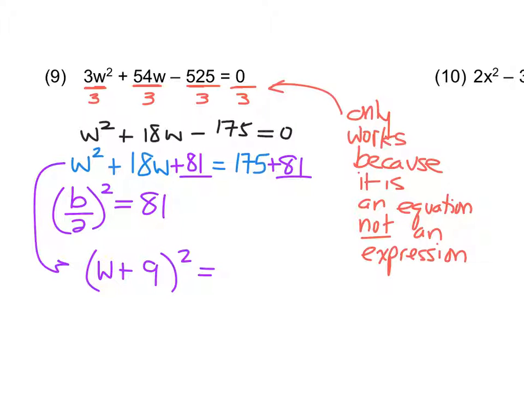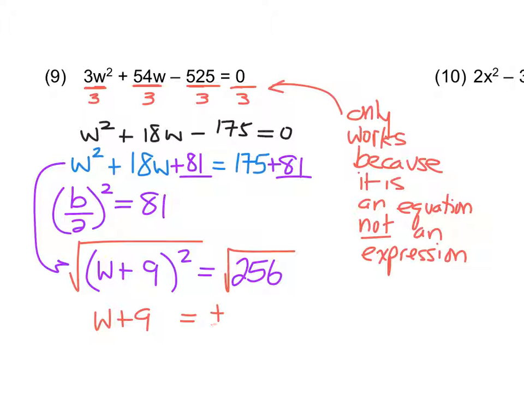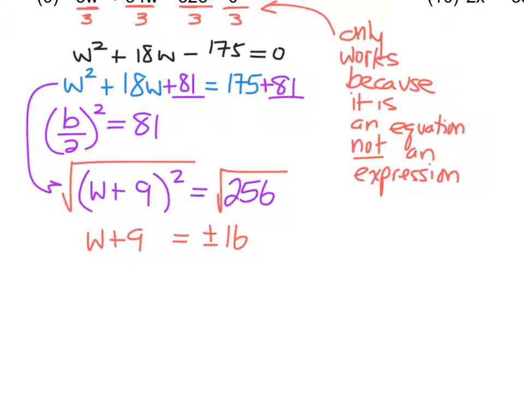All right. What's 175 plus 81? 256. Root both sides, which is 16 or negative 16. Plain old plus or minus 16. Yeah, plus or minus. So then I'll subtract off the 9, and we'll get W equals negative 9 plus or minus 16.